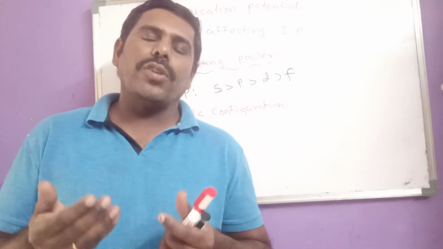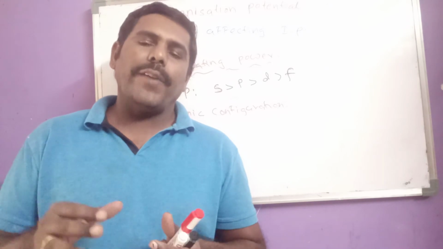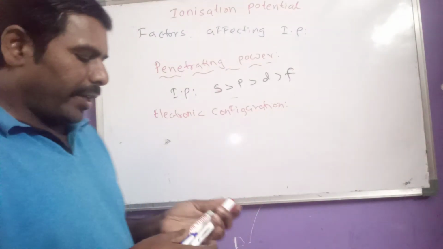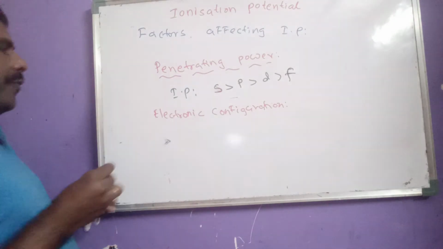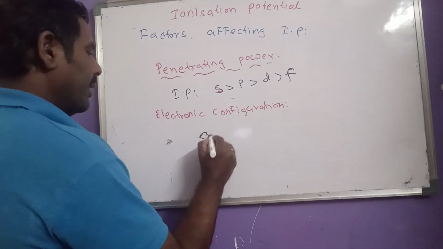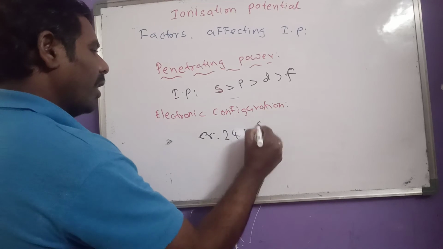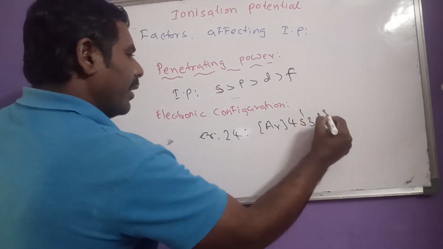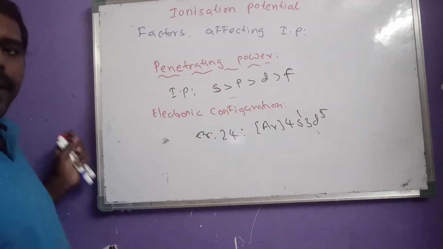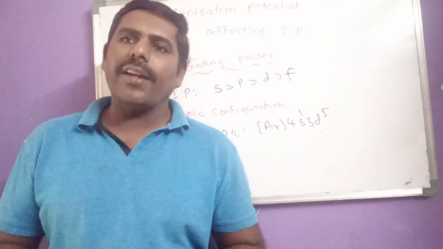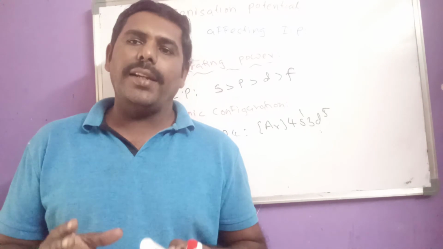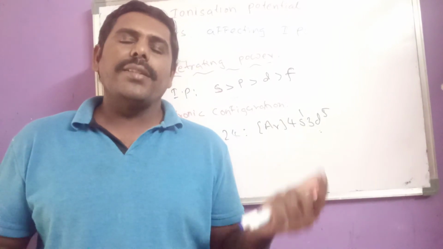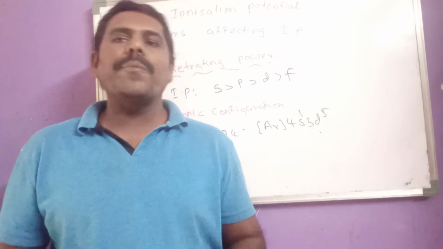That means we have to give more energy to remove the electron from them. For example, chromium: atomic number 24, configuration argon 4s1 3d5. It has a d5 configuration, which is a half filled configuration. So due to that stability, it has high ionization potential.